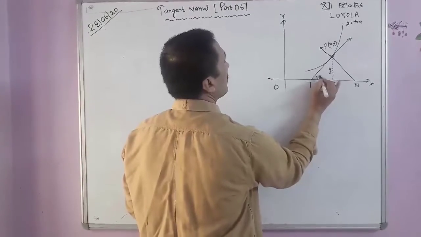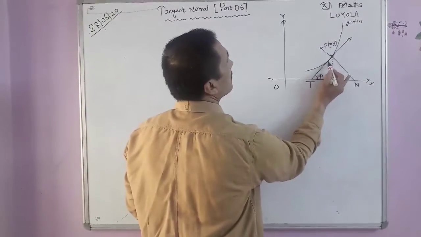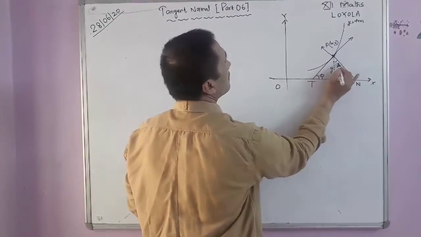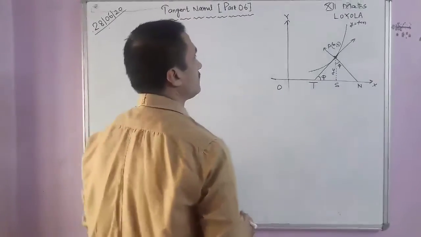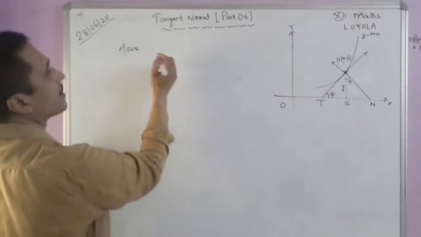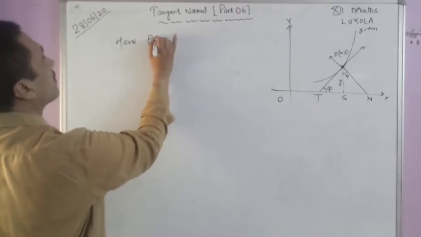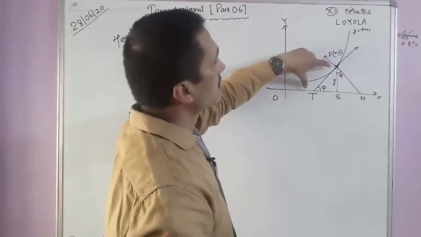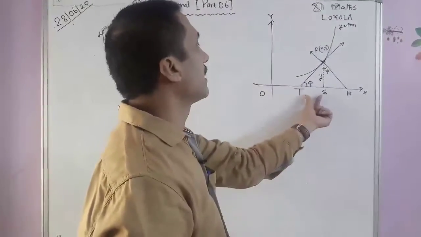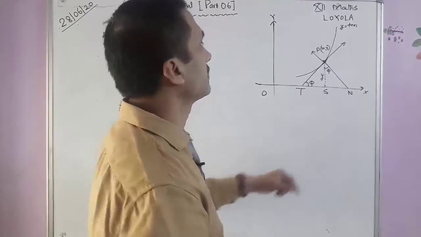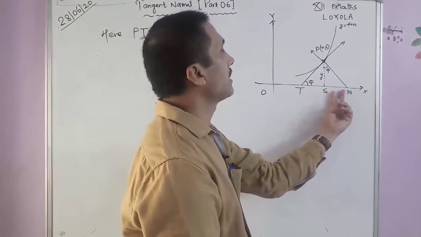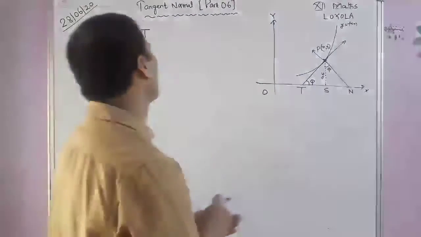Let this angle be phi. This is 90 minus phi. The whole angle is 90 degrees. So this angle is again phi. From the figure, this length PT is called length of tangent and ST is called length of subtangent. This length PN is called length of normal and this SN is called length of subnormal.